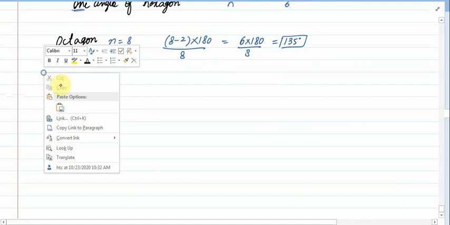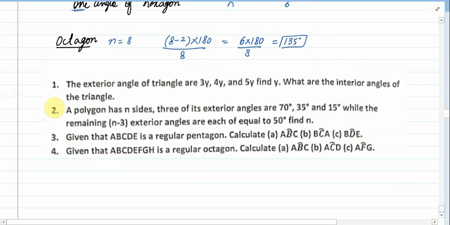Moving on to the questions from the worksheet. The first one: the exterior angles of a triangle are 3y, 4y and 5y. Find y. What are the interior angles of the triangle? In the first part the exterior angles are known, and you need to find the interior angles. At first I need to find out the value of y.